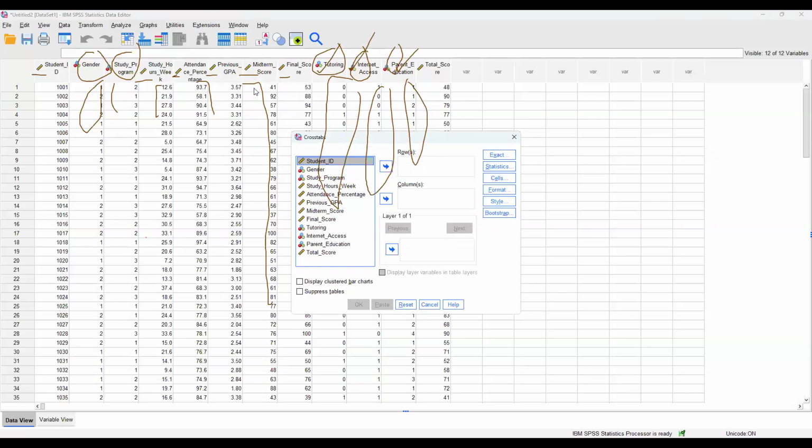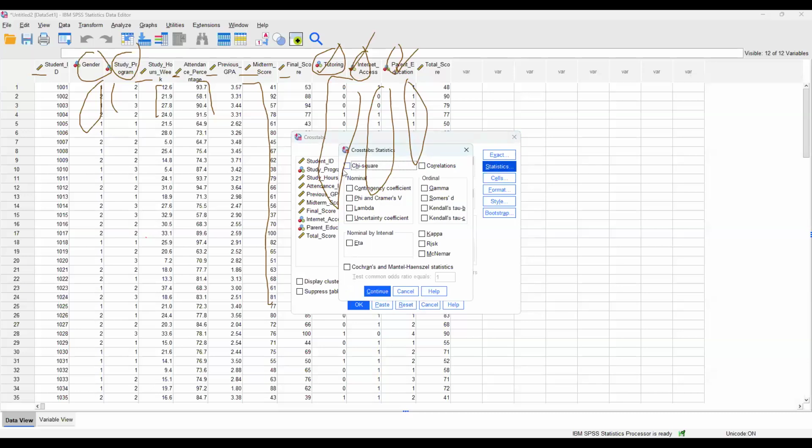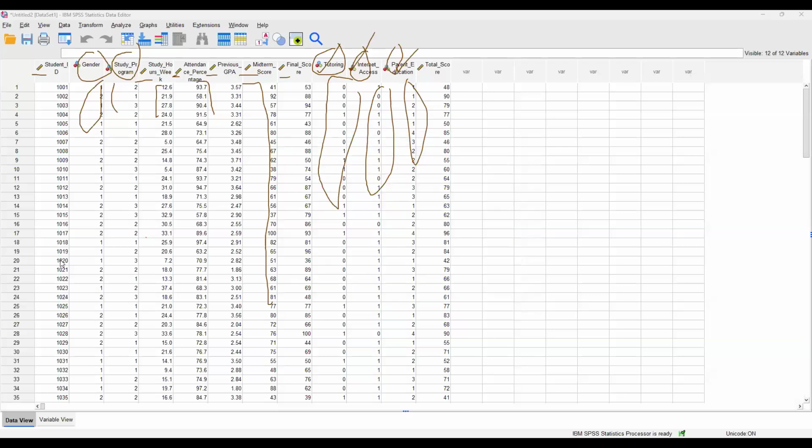What variables have we selected for this question? We have selected gender, placed as the row, and the other variable is tutoring. We are checking whether there is any relationship between gender and tutoring. Now click on Statistics, select Chi-square, and click Continue. These are your results. Can you see the output?